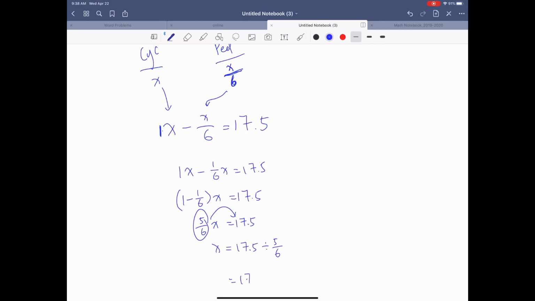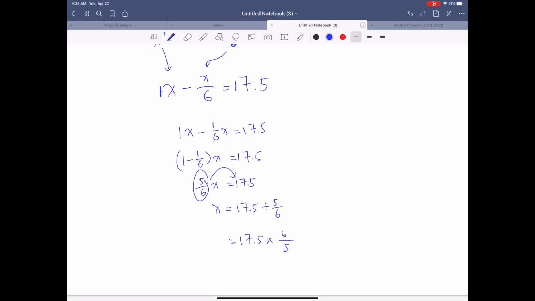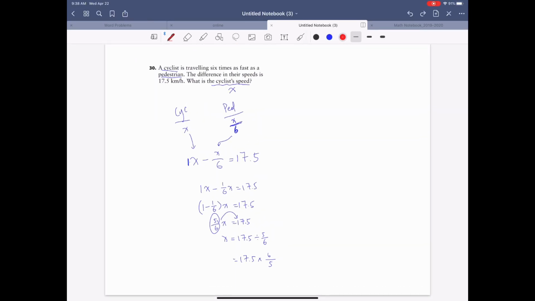Okay, 17 like that, KCF, and then just solve it, okay? And basically plug in your calculator like this times this divided by that, okay? Yeah, so whatever answer you will have is the cyclist speed.